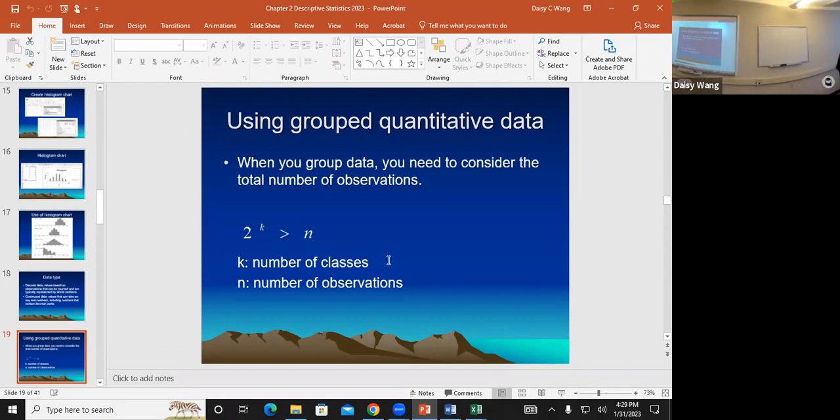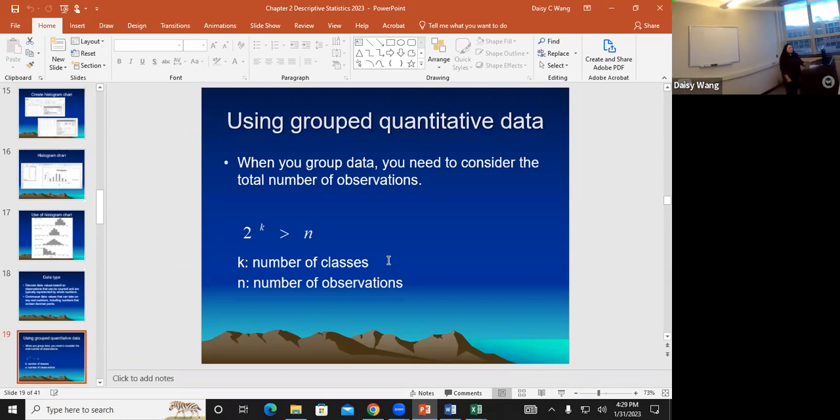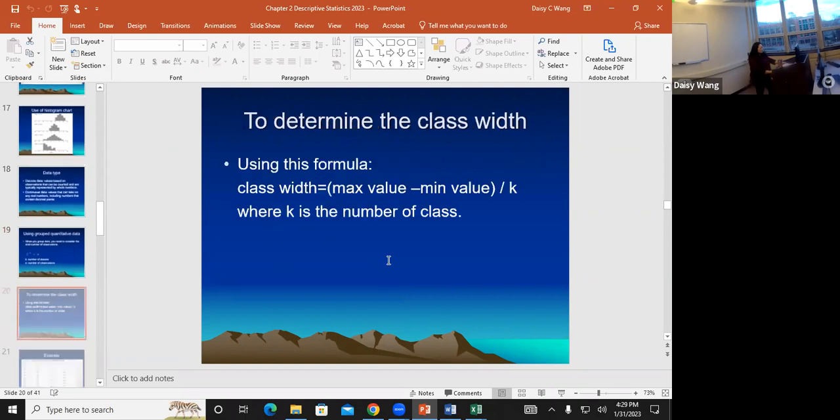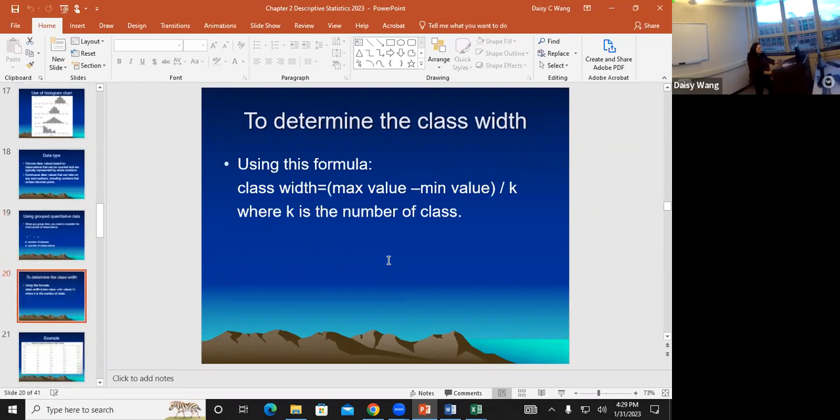2 to the power of what? 6? Is it 6? Yeah, 2 to the power of 6 is 64. And the one before, 2 to the power of 5, is 32. So we want to categorize those into 6 classes, 6 categories. Okay, so that's how we usually use it.